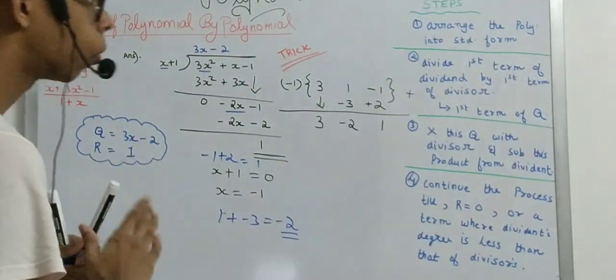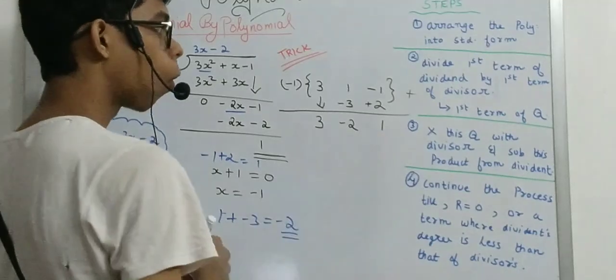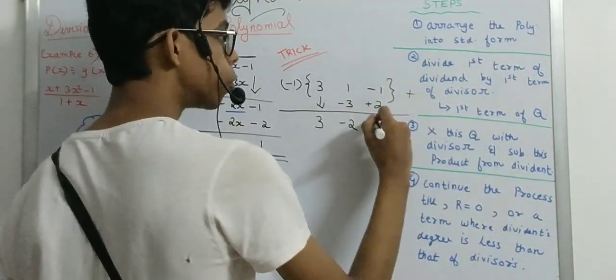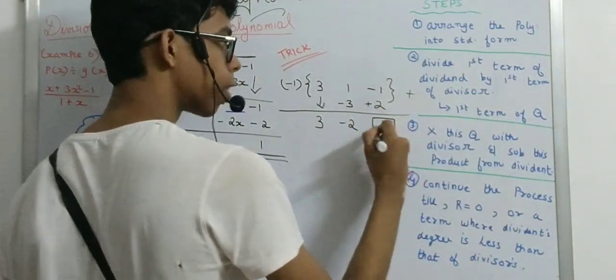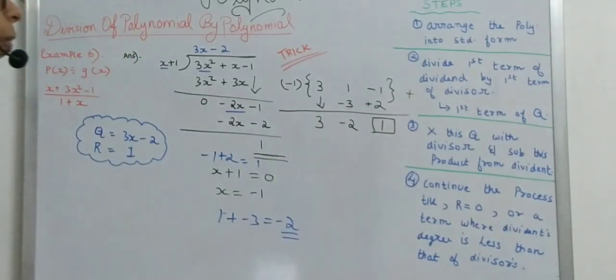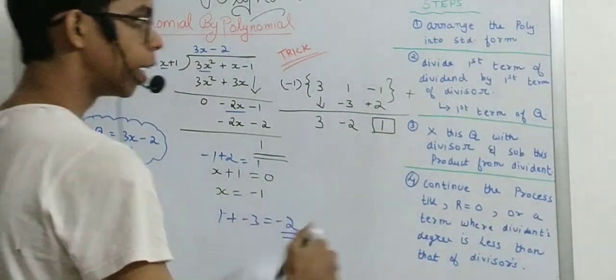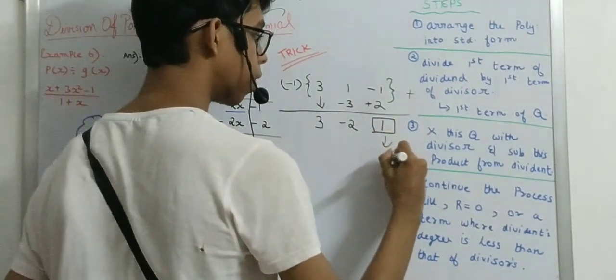Now what should you do? When you write over here, always the last term that you get, for example, the last term that we got over here is 1, this will be the remainder.